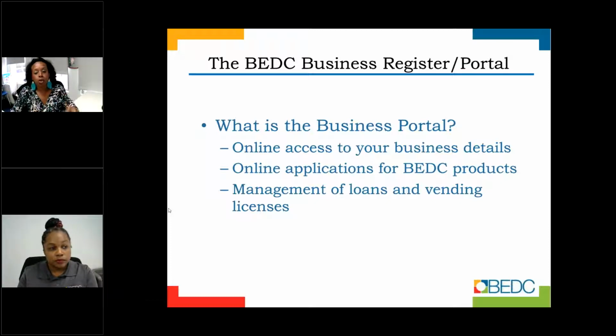So instead of having to go into the bank and do a bank transfer, all those details can be done directly through the portal. Because we have over 1,000 clients with over 800 products, this register allows us to efficiently manage these products, as it was currently a manual process as well. That speaks to having online access to your business details, being able to do applications for all our products online, and our management of your loans and products and vending licenses, which we will talk about later on.